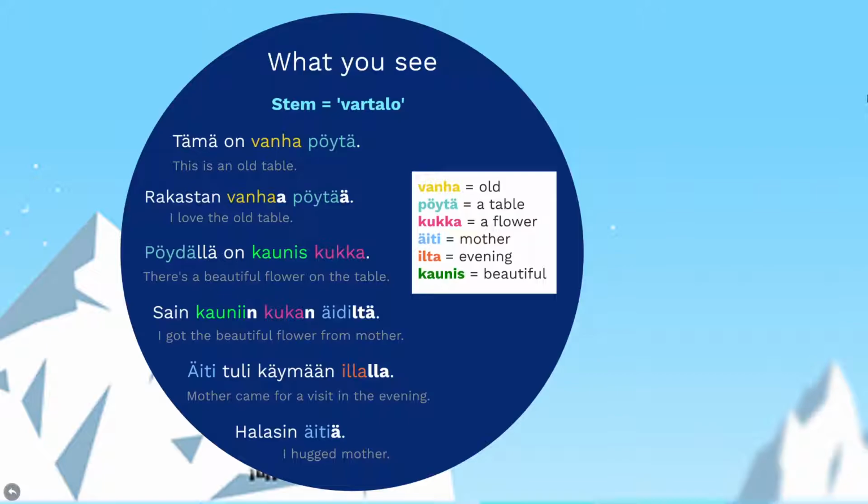Have a look at these sentences. Tämä on vanha pöytä. Rakastan vanhaa pöytää. Pöydällä on kaunis kukka. Sain kauniin kukan äidiltä. Äiti tuli käymään illalla. Halasin äitiä. You can see all the basic nominative forms of the colored words in the white box. Vanha, pöytä, kukka, äiti, ilta, kaunis.